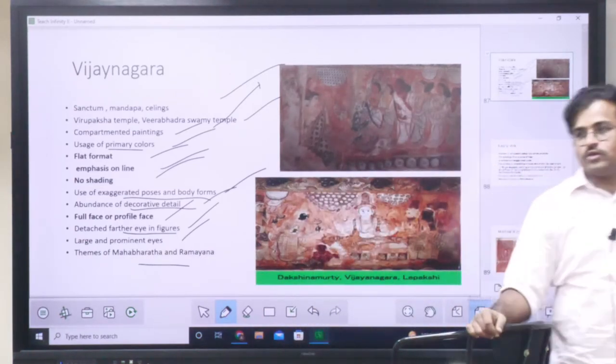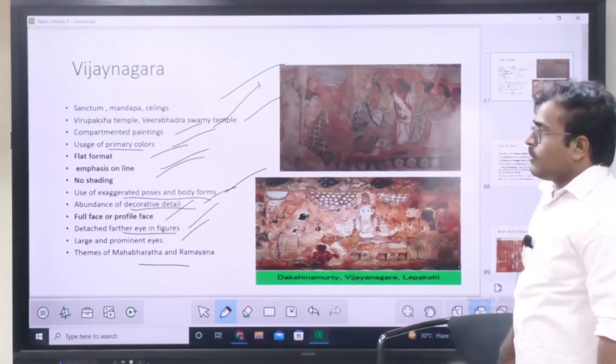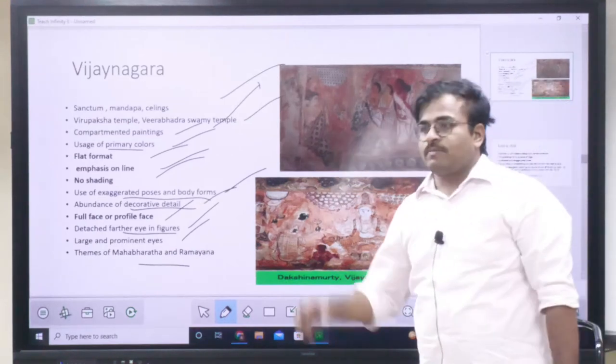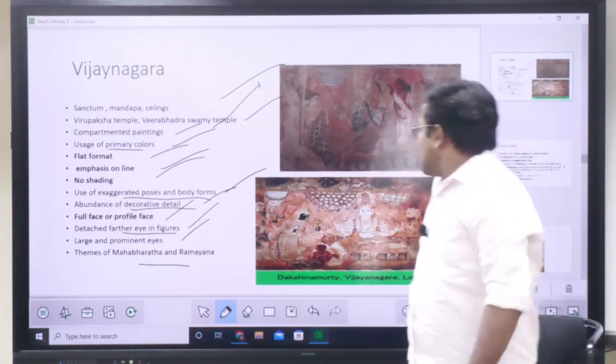Is this clear? Slowly they started losing the good elements of the Indian painting tradition which were present earlier. So these are the things.